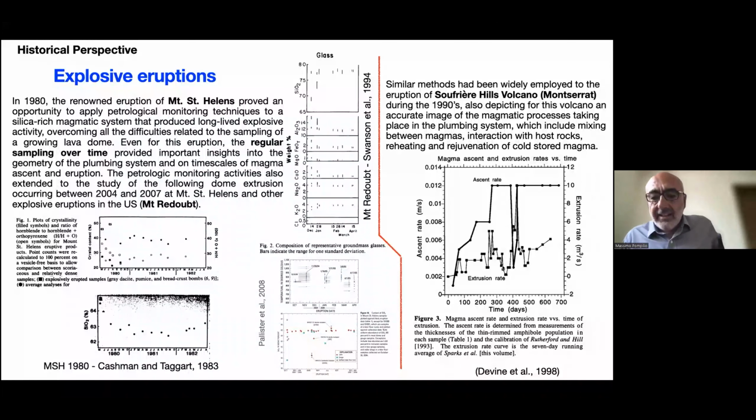Here on the right is from a paper from Devine, in which they evaluated the ascent rate on the basis of the thin rims of amphibole, and on the basis of the thickness of the rim, in order to have an estimate of ascent rate.